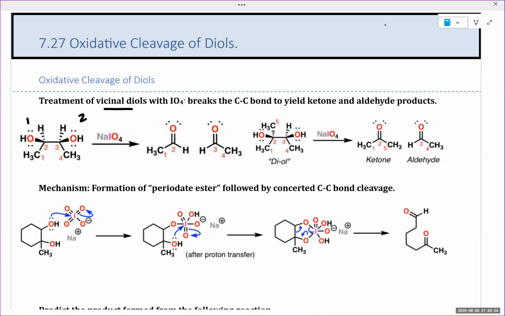Treatment of vicinal diols with, in this case, the periodate anion breaks the carbon-carbon bond to yield a ketone and aldehyde product, depending on substitution. So we can take any diol and convert it to a pair of ketone and aldehyde products. Net, we break this carbon-carbon bond and we oxidize both of the alcohols to the corresponding carbonyl.